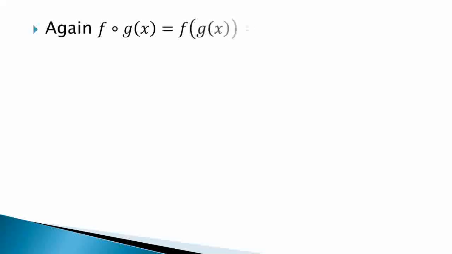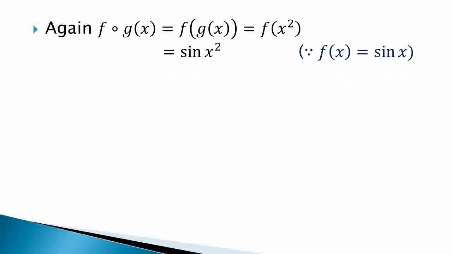Again, let us find what is f of g(x). By definition, f of g(x) will be like this. Put the value of g(x) there. What is g(x)? g(x) is x square. Therefore we get f of x square. But we know that f(x) is equal to sin x. Therefore f of x square is equal to sin of x square. Now in this case we can see that in general g of f and f of g, these two composite functions, are not equal.